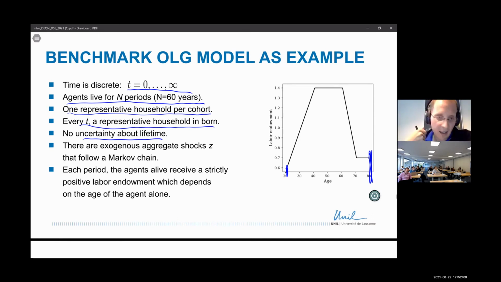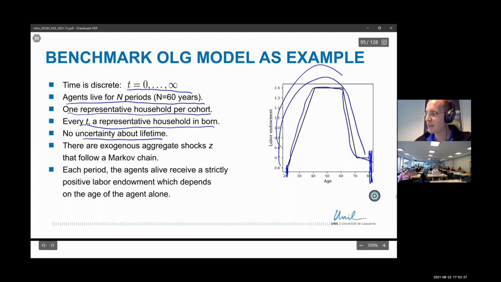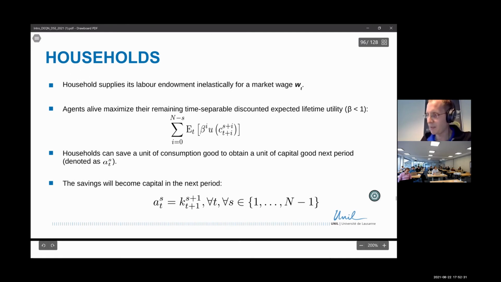There is an exogenous aggregate shock. I mean, there are multiple of those, but they follow a Markov chain. And then there's a strictly positive labor endowment, which is not calibrated. It's just to highlight the basic idea. This could obviously be more complex, but it doesn't matter for the sake of this example.